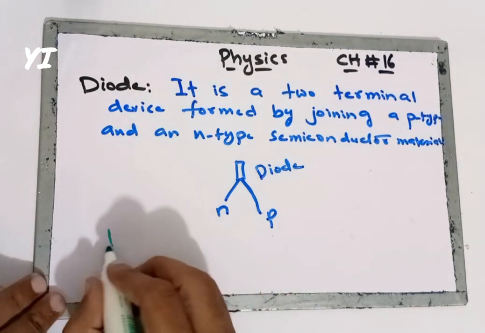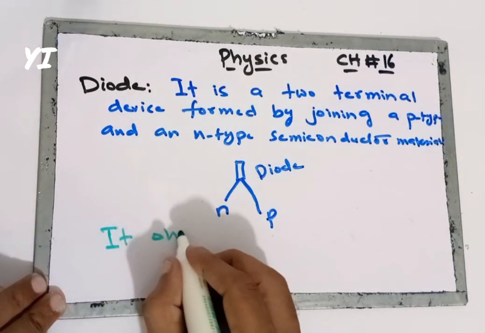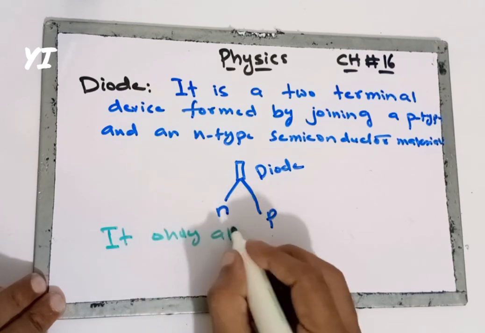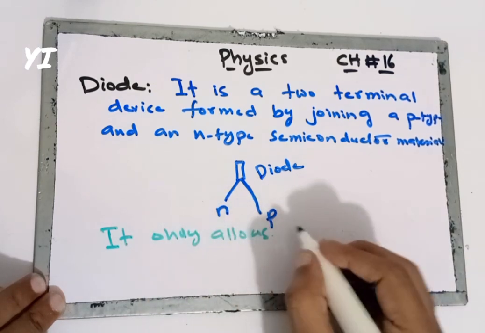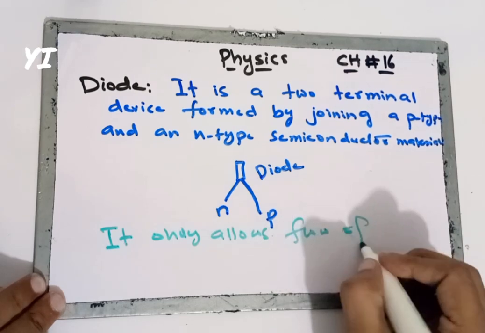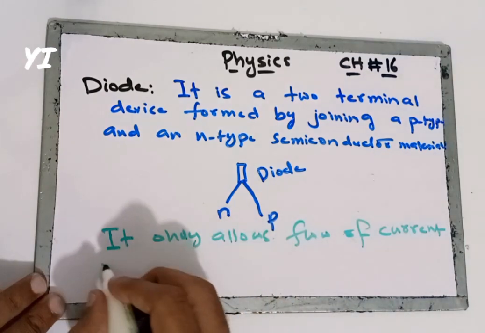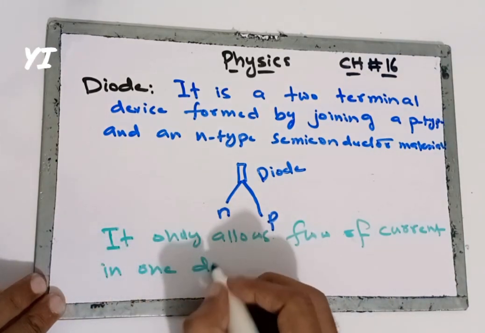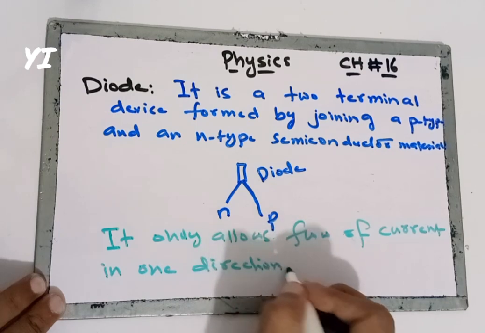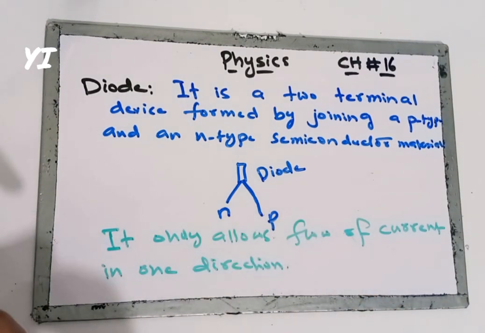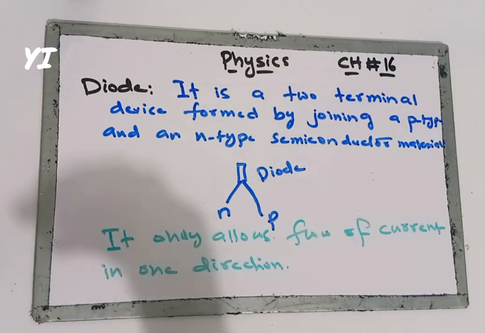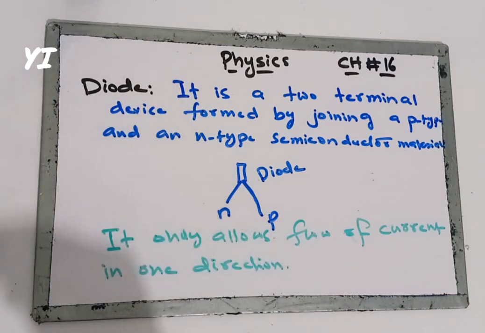So we'll write that it only allows flow of current in one direction. So in it, current can only flow in a single direction, and that direction when we have to bias it in forward biasing. We will discuss earlier that what is the forward biasing.